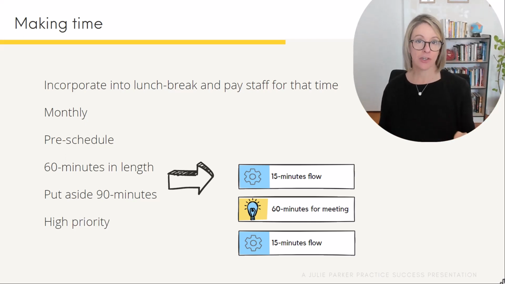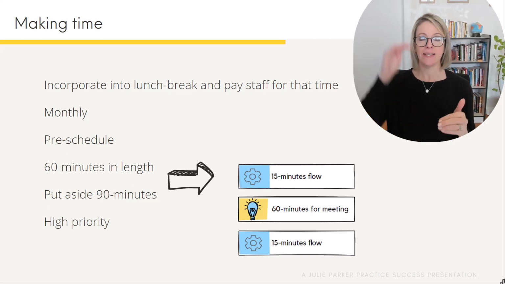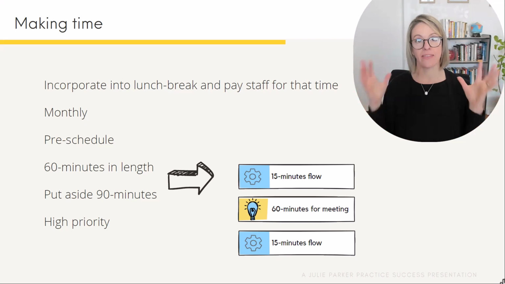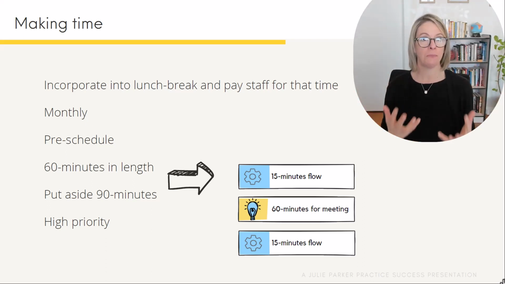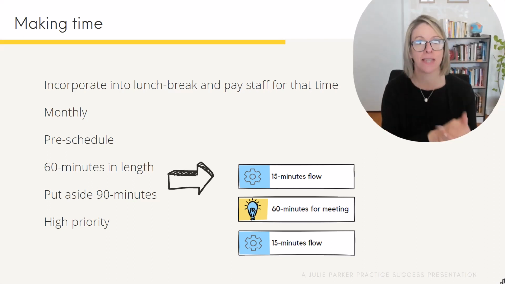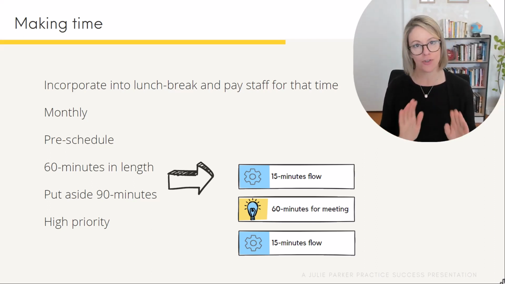The other thing to make sure of is that you are placing the team meeting as a high priority. So again, the inclination will be, we've got an emergency patient, we need to find some time in the book somewhere. Let's use up the staff meeting time. Do your best not to do that.